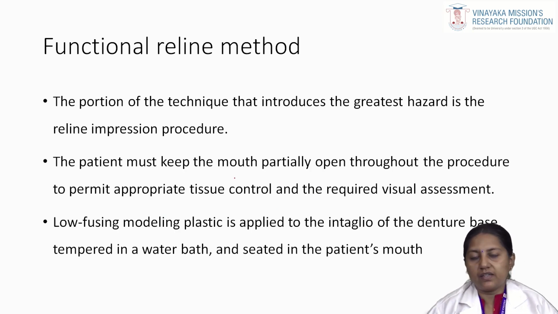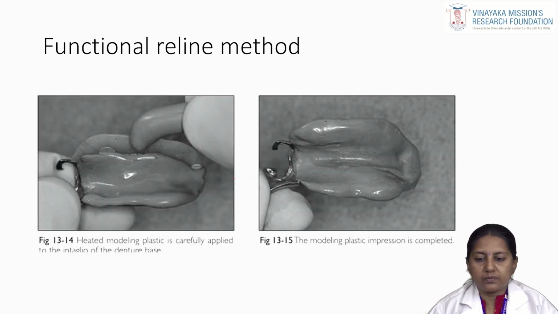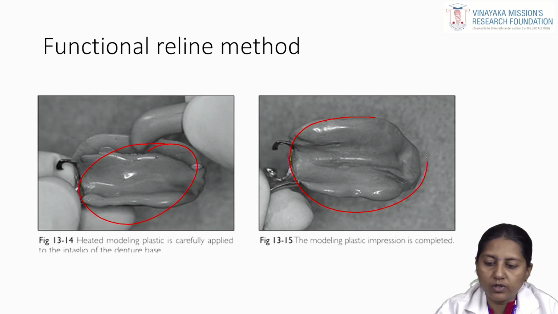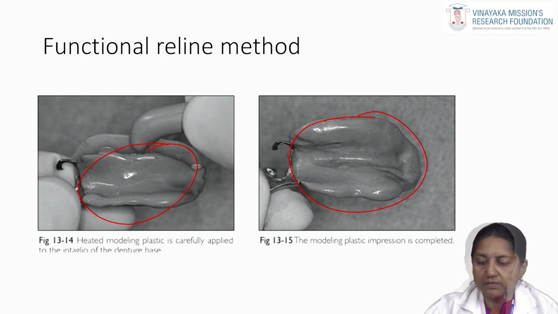Now, the portion of the technique that will introduce the greatest hazard is the reline impression procedure. What will happen? During the relining, the patient must keep the mouth partially open throughout the procedure. So what material do you use? You use a low fusing modeling plastic that is applied to the intaglio surface of the denture base, tempered in a water bath, and then seated in the patient's mouth. So basically this is a border molding procedure. You can see that the impression is added for relining and it is molded. You get an accurate molding of the denture base.